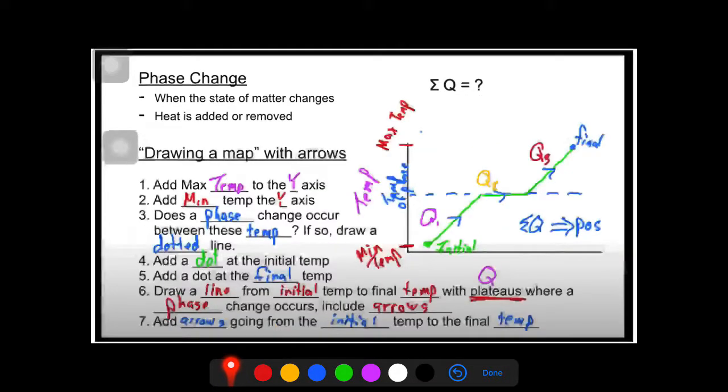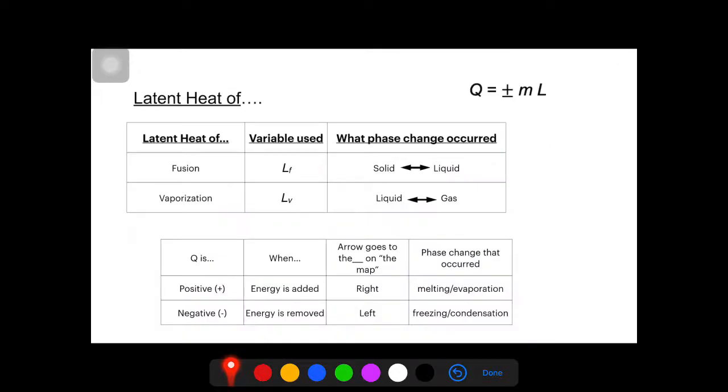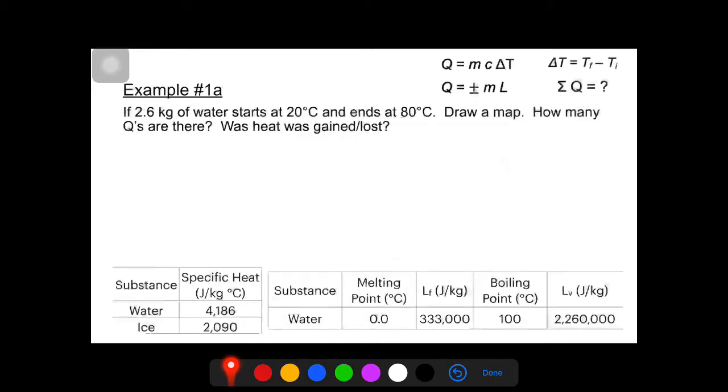Again, a review on how to draw those maps, if you forget and need your memory jogged. And what's the difference between latent heat of fusion and vaporization is really the phase changes like we've been dealing with. And you're going to have to choose, is it the plus or is it the minus? Are you gaining heat or are you losing heat? For this particular problem, we're going to break it into 2 parts. The first part is simply I'm going to ask you to draw what the map looks like and how many Qs, and is it going to be the positives or the negative?